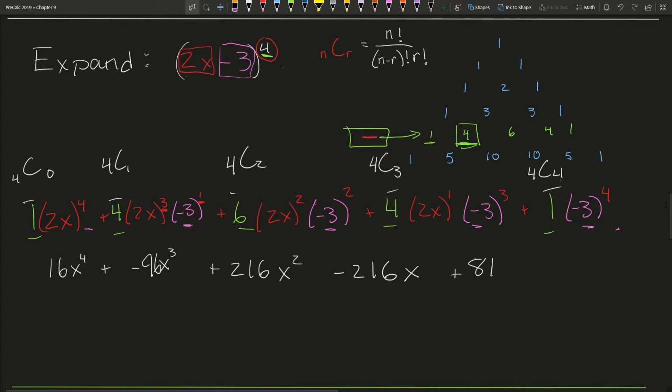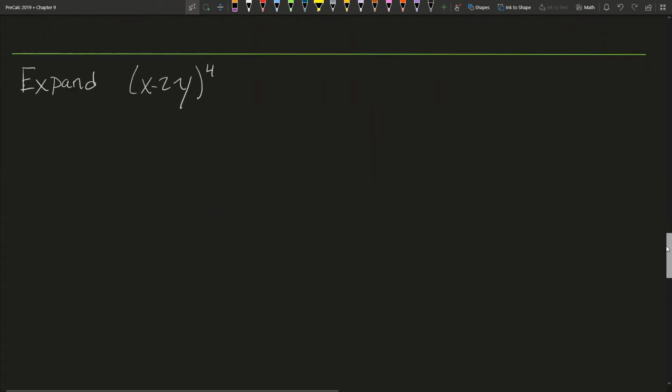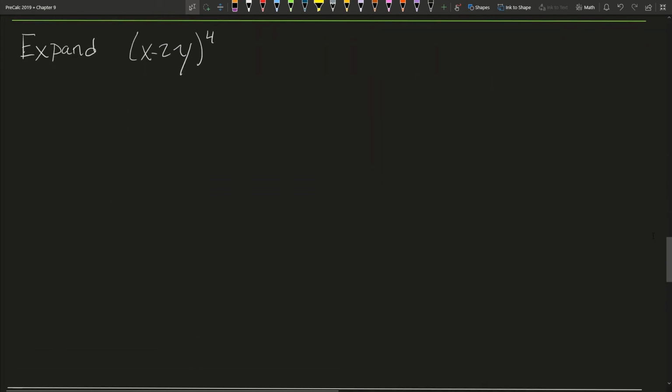Okay, so let's go over another example. Again, this is just a simple one. We just want to expand it. Okay, and this is going to be the 4th expansion. So we're going to be using that same line. All right, so it's going to start off as x to the 4th.